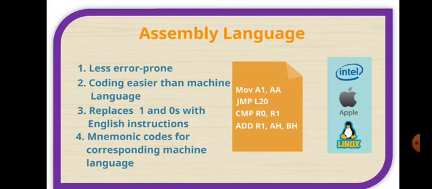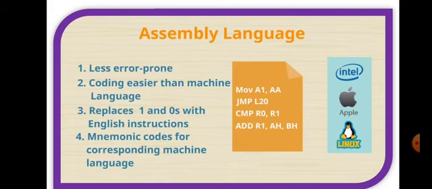Assembly language, number 1, is less error prone. That is, error generation is very little. Number 2, coding is easier than machine language, because machine language is in the form of 0 and 1, but here coding is written in simple English. As you can see, you can easily read all these things. Number 3, replaces 1 and 0. 1 and 0 are numerals. Those numerals are replaced with English instructions, which are alphanumeric alphabets. Okay, it is in the form of English instructions.